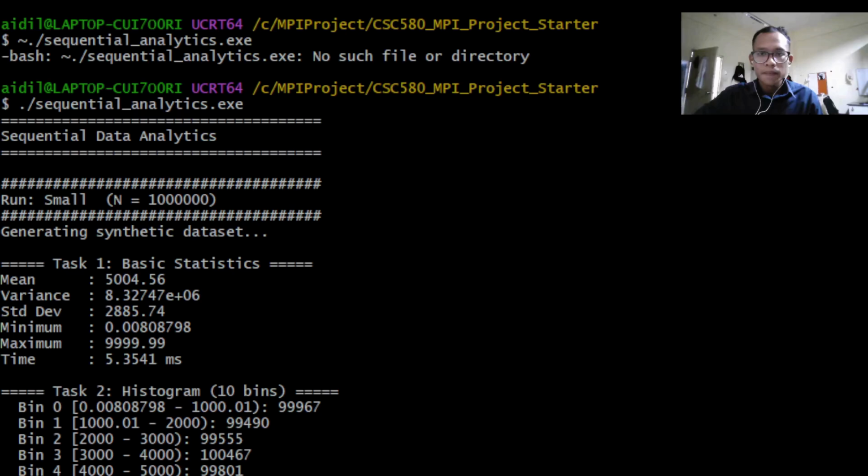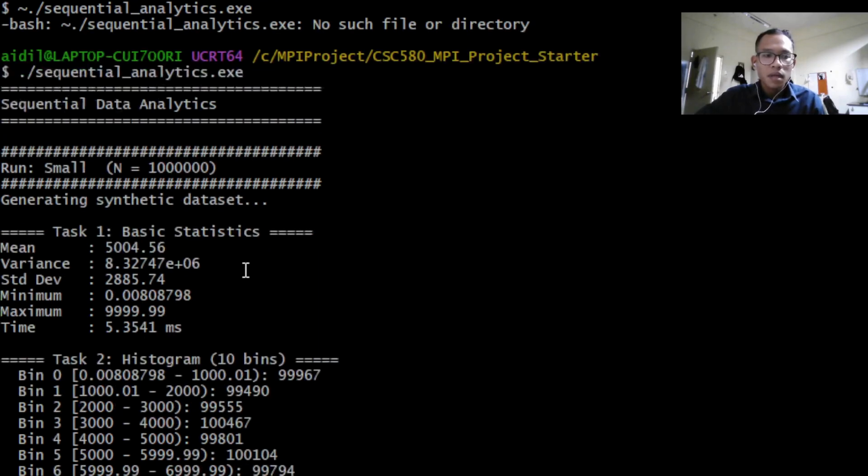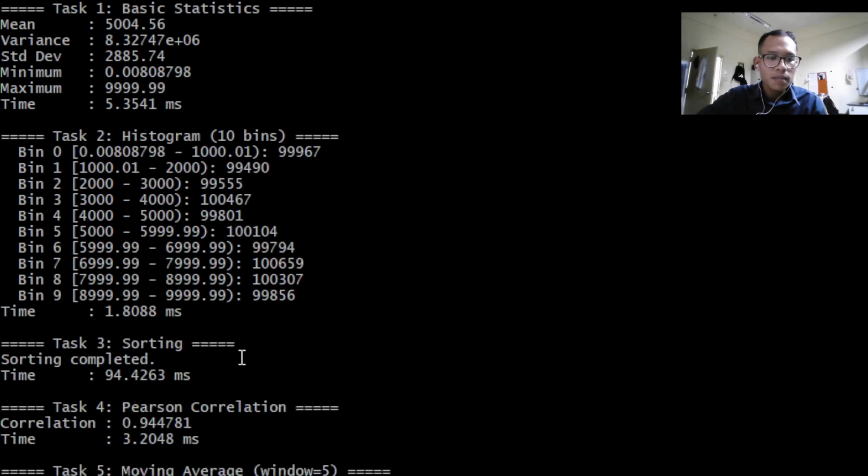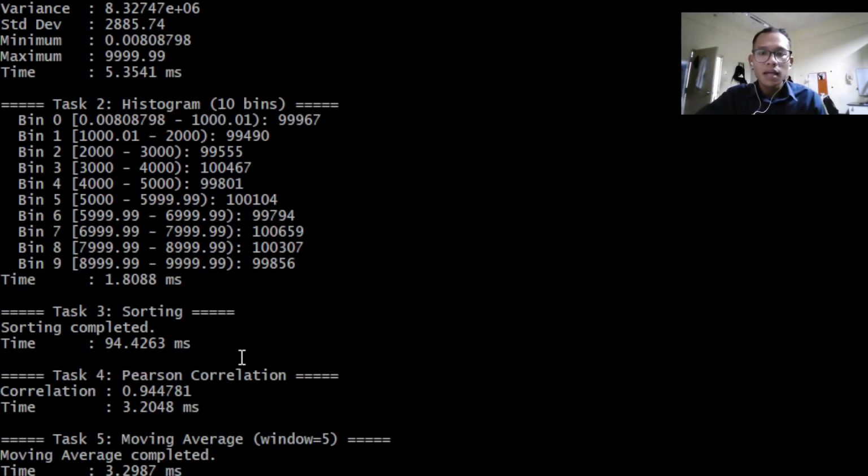Thank you. So now I will demonstrate the sequential processing. We are using 3 types of data: small size, medium size, and large size. In this demonstration, we will see the time it takes for each type of data to perform basic statistics, which include mean, variance, standard deviation, minimum, and maximum. Next, we will see how long it will take to generate a histogram, do sorting, Pearson correlation, moving average, and detect any outlier.